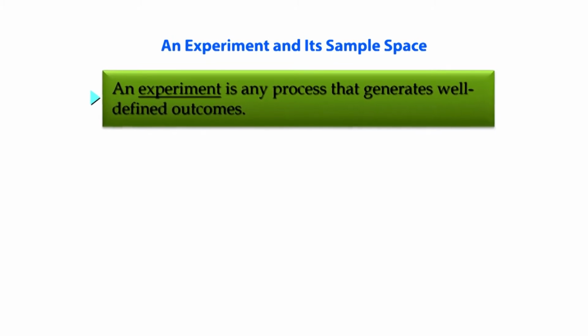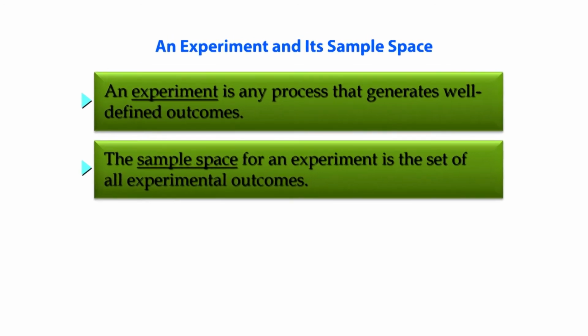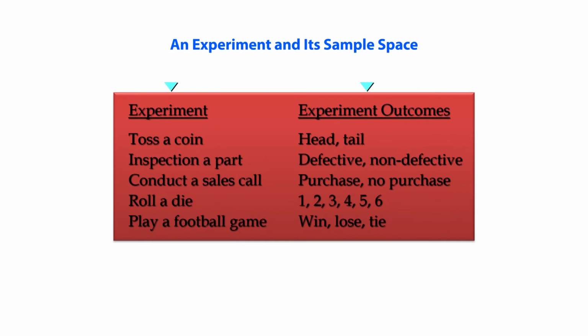An experiment is any process that generates well-defined outcomes. The sample space for an experiment is the set of all experiment outcomes. An experiment outcome is also called a sample point. So, an experiment and its sample space.